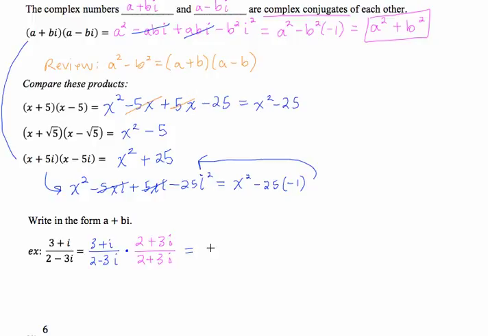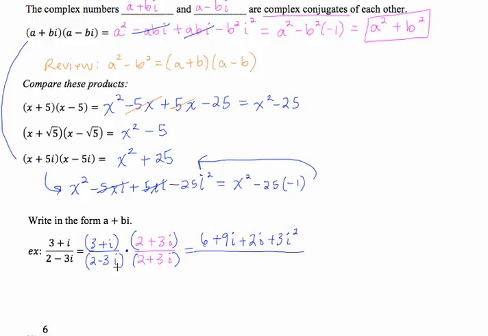Don't forget to FOIL all this, add parentheses if you need to. So in the numerator, FOILing, we have 3 times 2, or 6. The outside terms are 3 times positive 3i, so plus 9i. Inside terms give us plus 2i, and the last two terms give us plus 3i squared.